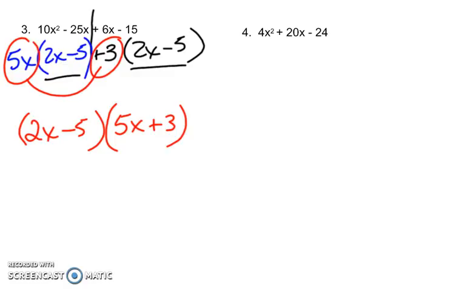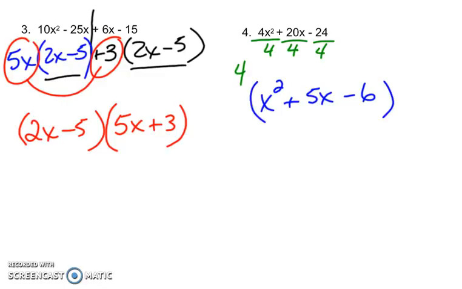So in problem 4, we have 4x squared plus 20x minus 24. Looking for the GCF first: 4, 20, negative 24. They all have a greatest common factor of positive 4. We have x squared, x, and with negative 24 being a constant, that only makes 4 our GCF. So we're going to divide each term by 4, and in doing so, we're going to be left with x squared plus 5x minus 6.